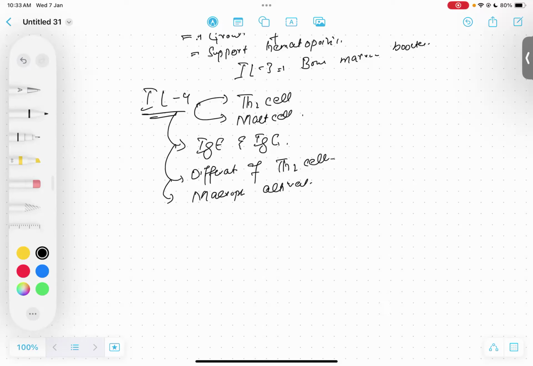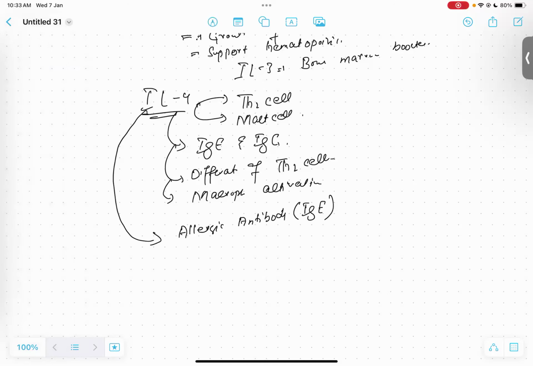So remember, interleukin 4 is usually associated with allergic reactions, allergic antibody, IgE. Interleukin 4 has been strongly associated with IgE, allergic type of reactions.